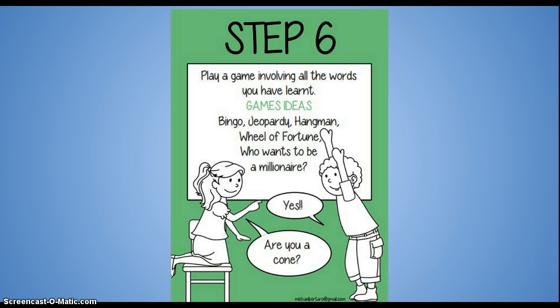And then the last step is solidifying that connection by using some sort of game. Below they give some ideas: bingo, Jeopardy, Hangman, Wheel of Fortune. Those are all different ways that we can help make that abstract term more concrete. So these six steps allow students the opportunity to take a vocabulary word or term and take it to a deeper level through a variety of activities.